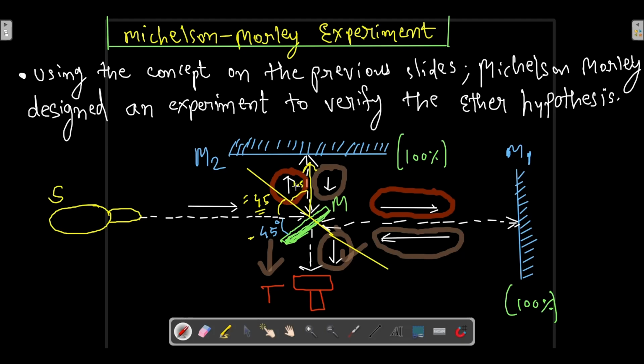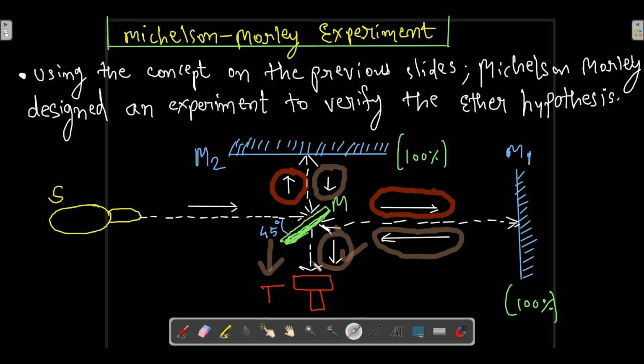Got it? So that's why the mirror M has been kept at a 45-degree angle, so that the beam which comes like this goes in an upward direction and goes straight. That's why this mirror has been kept at a 45-degree angle. So this is the phenomenon. Let me erase some things because it is getting too cluttered. Okay, now it is fine.